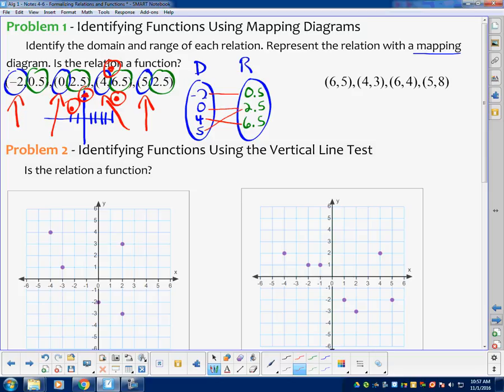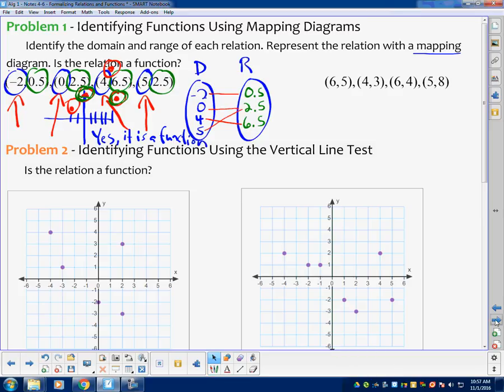We do see that there are 2 horizontally, this one right here and this one right here are horizontally on the same line, but vertically they're not. So this one, it says, is the relation a function? Yes, this is a function. So that one is a function.